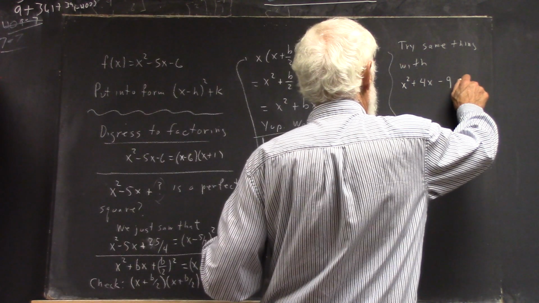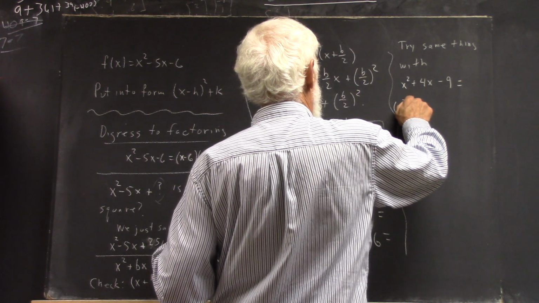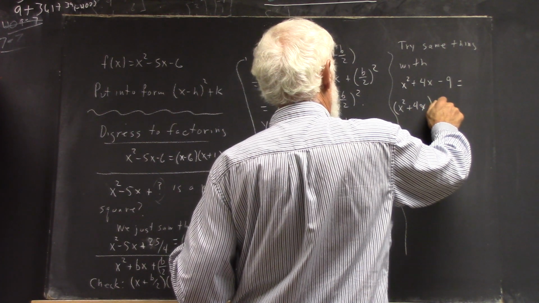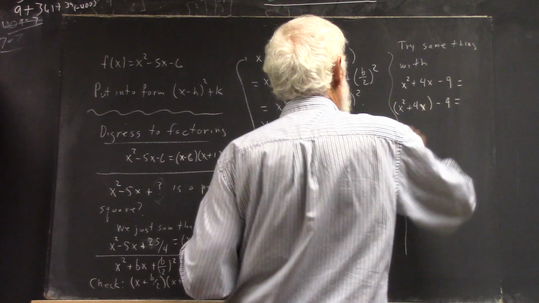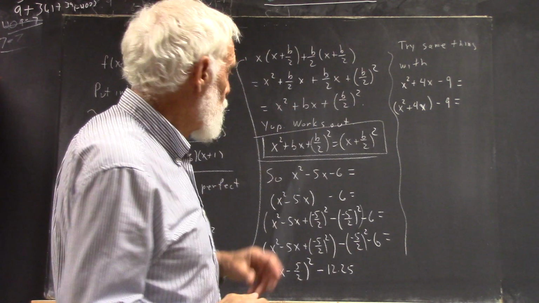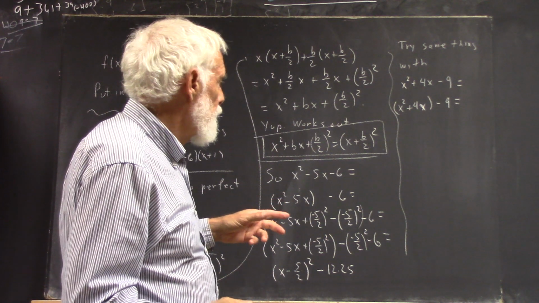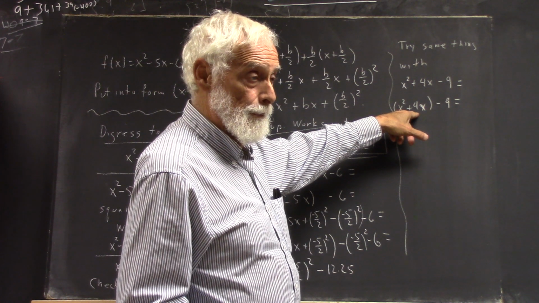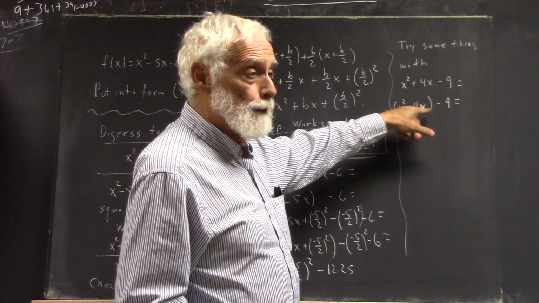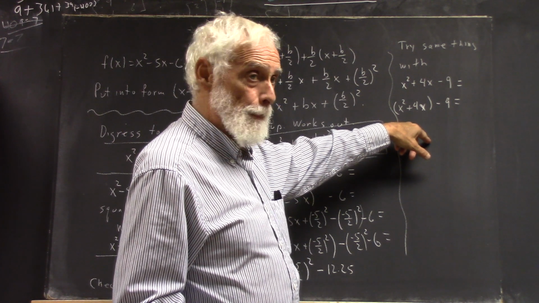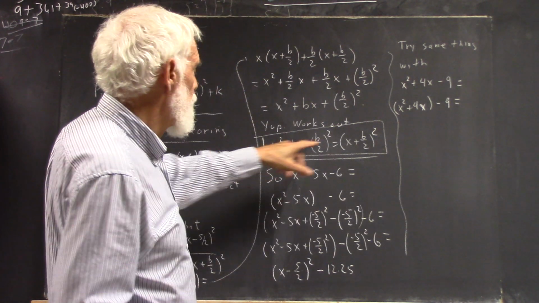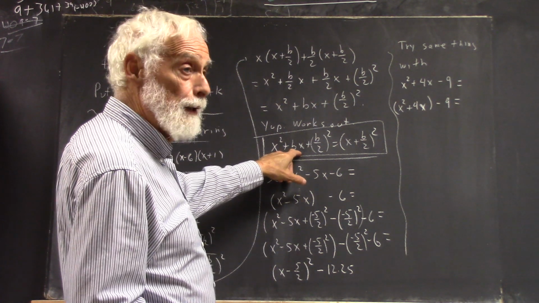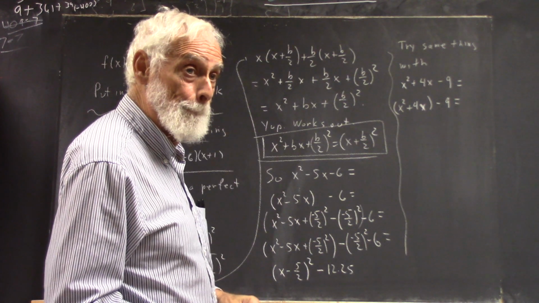So this should equal, first we're going to write it this way. And what we're doing now, we're going to add something to make this into a perfect square. And then we're going to subtract that same thing. So according to this, we have x squared plus bx. That's our x squared plus 4x, right?